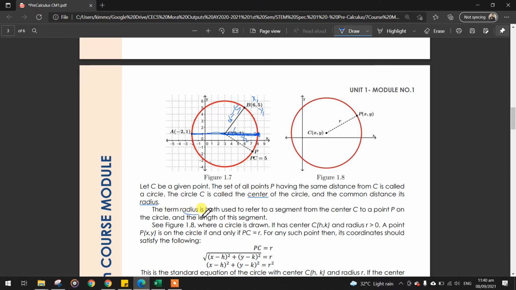The term radius is both used to refer to a segment of a center C to a point P on a circle. So ang radius daw kay mao na siya ang segment nga gikan sa imong point P, any point sa imong circle going to your center. So mao to kung gi-explain kaniya. This is your radius and the length of this segment, mao na po na siya ang tawag sa length or katason sa imong segment which is your radius or R. Okay, ang radius kay R na siya.